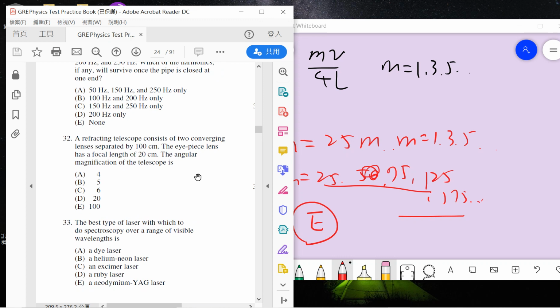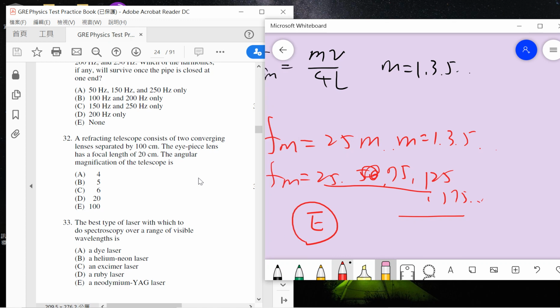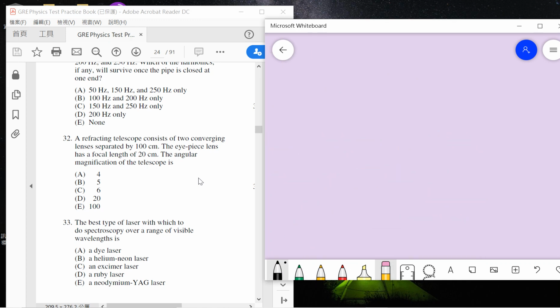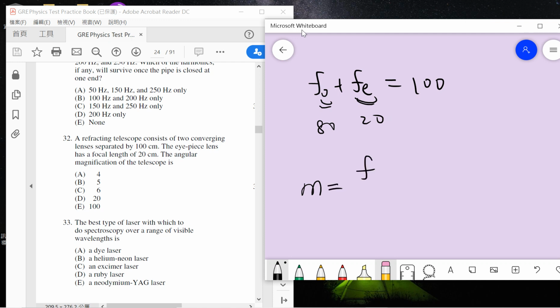The next one says a refracting telescope consists of two converging lenses separated by 100. So this tells you the sum of the focal lengths of these two lenses is 100. The eyepiece is 20 and the objective is 80. So the magnification of the telescope is just objective over eyepiece. So it's 4. The answer is A.